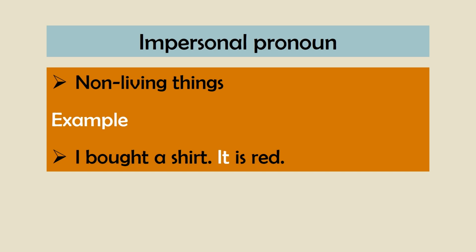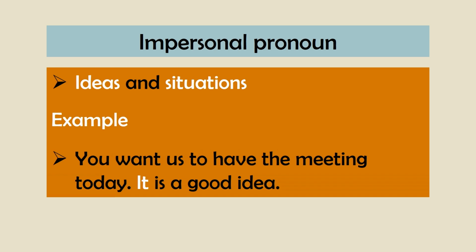Impersonal pronoun it is used for non-living things. Example, I bought a shirt. It is red. Impersonal pronoun it is used for ideas and situations. Example, you want us to have the meeting today. It is a good idea.